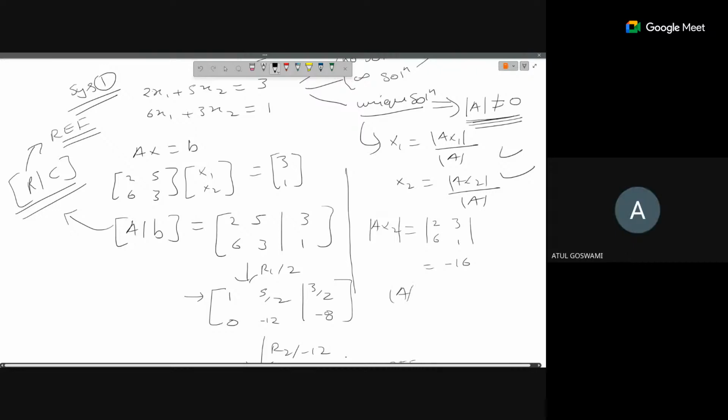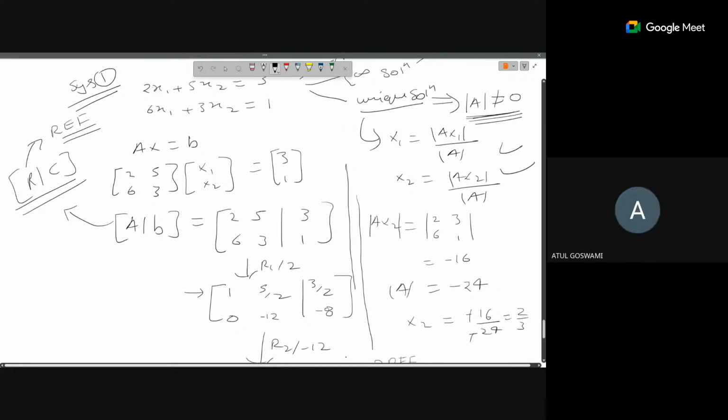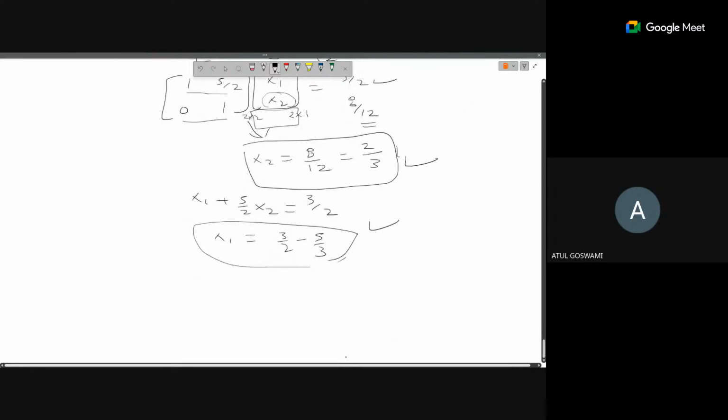And what is the determinant of A? Clearly, 6 minus 30, that is minus 24. So what is x2? By Cramer's rule, minus 16 divided by minus 24, that is 2 by 3. And this is 2 by 3. Let me check whether x2 is 2 by 3 from before. Yes, indeed. Okay, similarly, you can check x1.